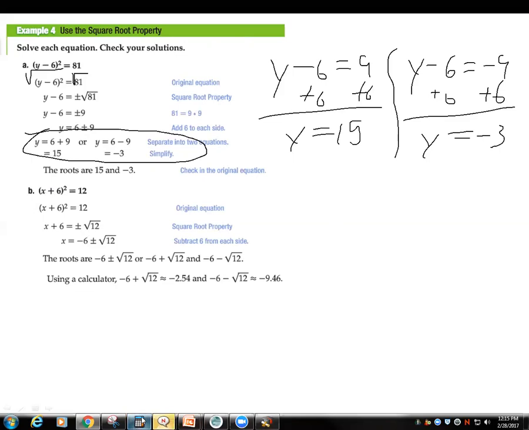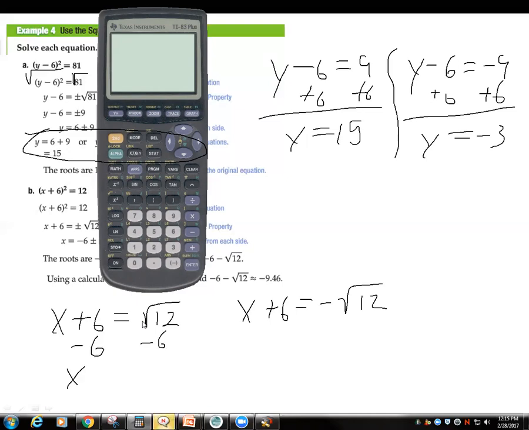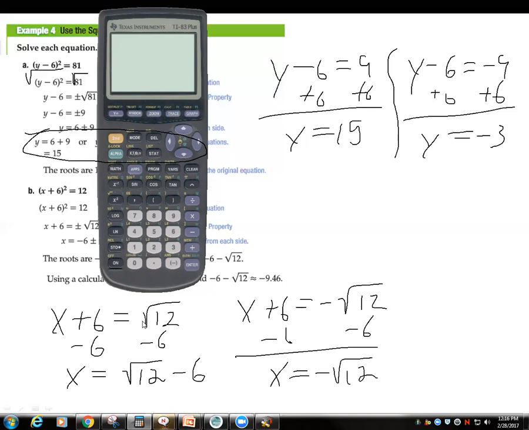So with the plus or minus, I would have x plus 6 equals square root 12, and x plus 6 equals negative square root 12. Then here you'd subtract 6, and you have x equals square root 12 minus 6. Here you subtract 6, and you'd have x equals negative square root 12 minus 6.